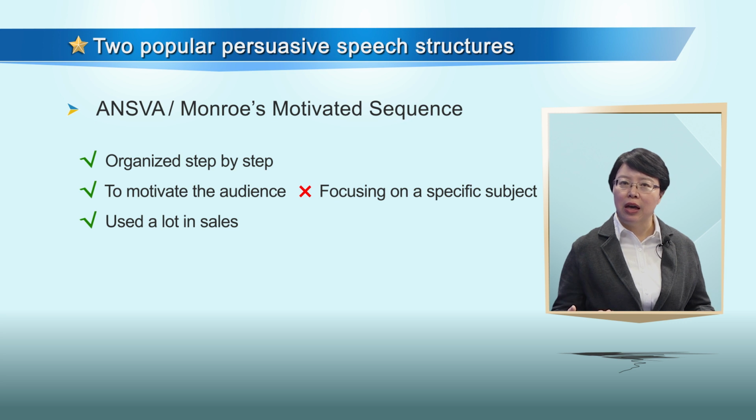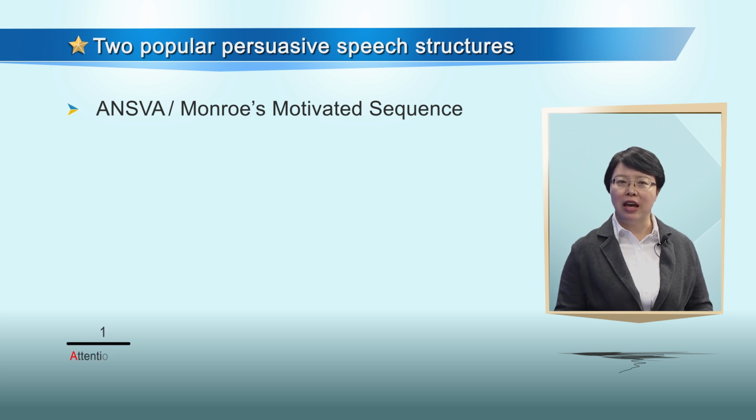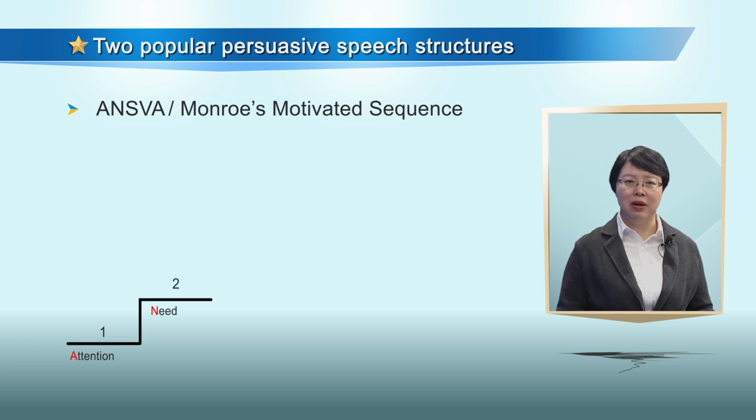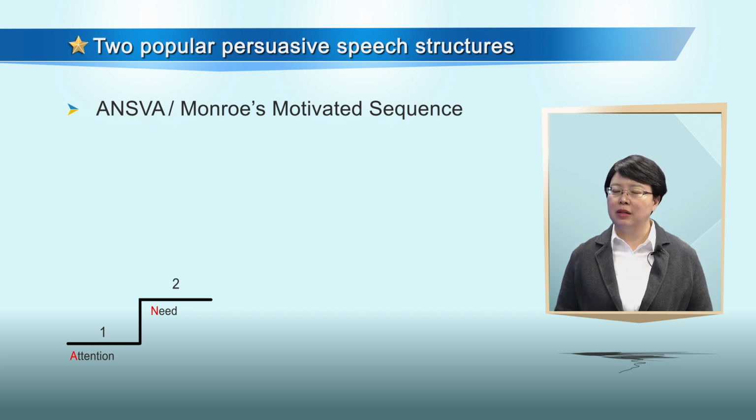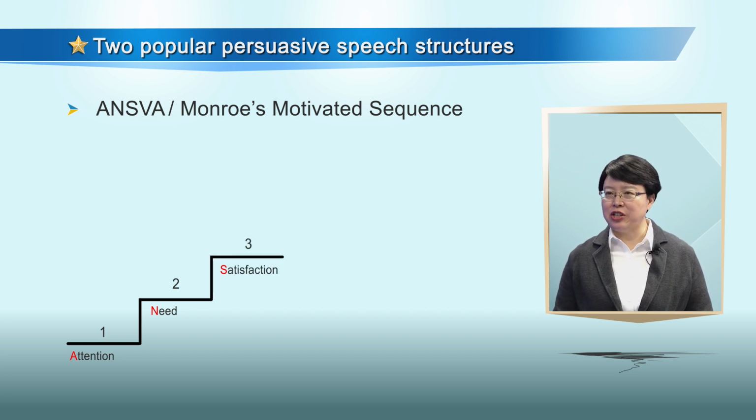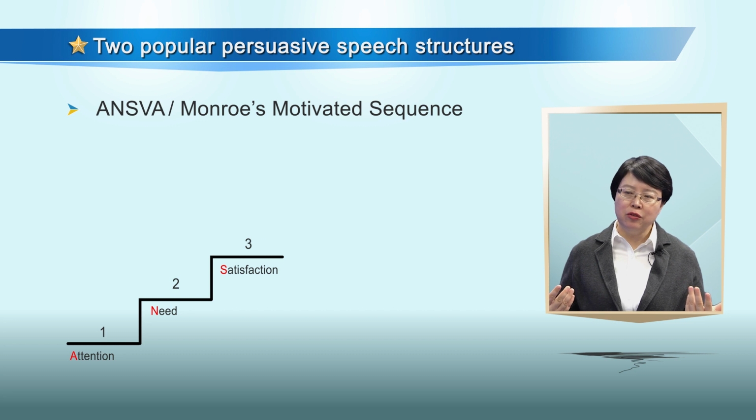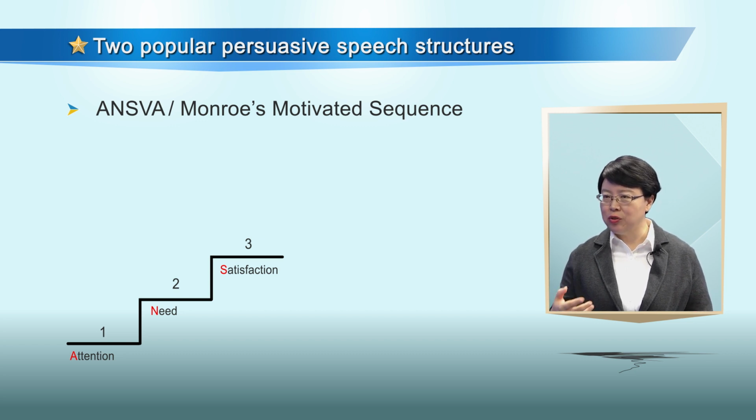So, what do the letters in ANSVA represent? First, A stands for attention step. It means you get the audience interested in the topic at hand. Number two, need step, N. You convince the audience that a problem exists and there's a need to solve the problem. Third, S, satisfaction step. When people have a question and they want to solve the problem, they are looking for solutions. And now it's time for you to tell them what can help them get out of the trouble.